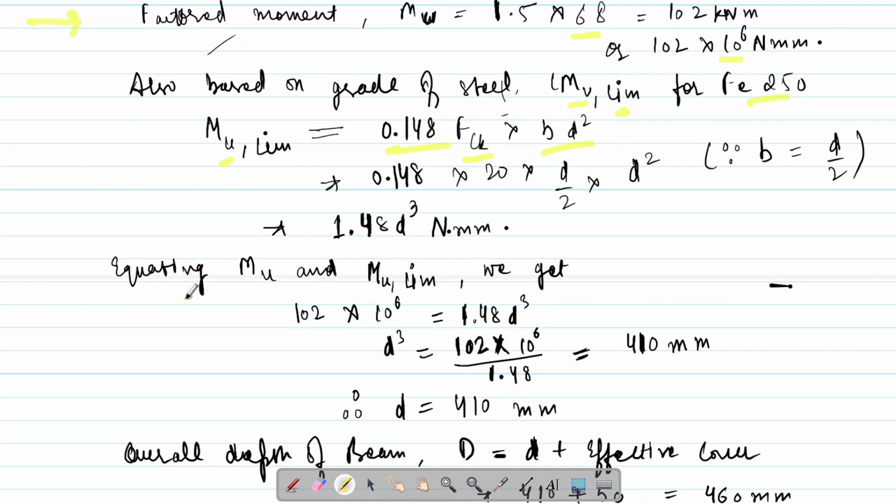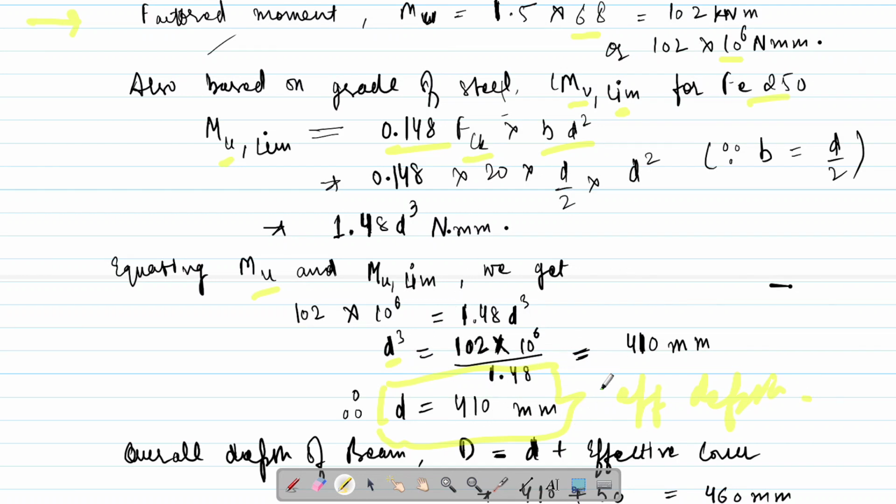So also we know that MOR is nothing but the maximum bending moment that a section can resist. So equating both the values, Mu as well as Mu limiting, provides us the value of d cube, and from that we can calculate one of the dimensions of the section, that is the effective depth, which comes out to be 410 mm.